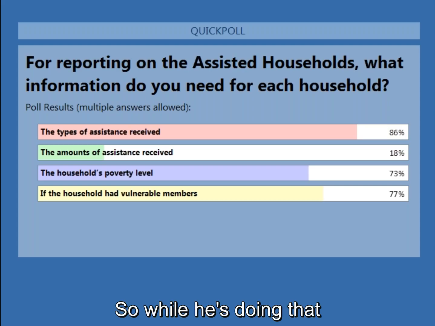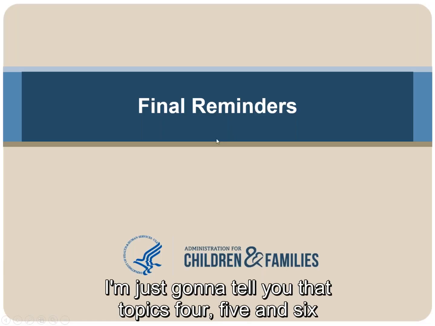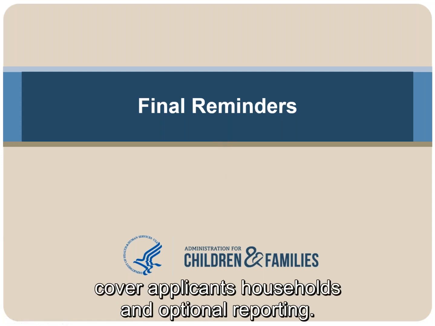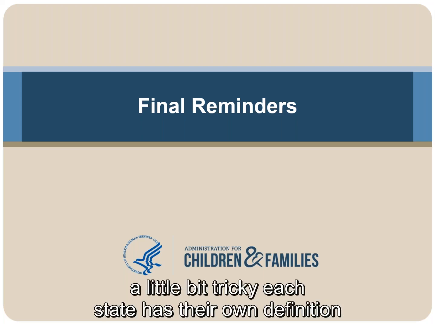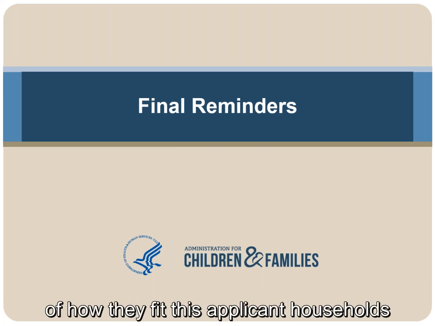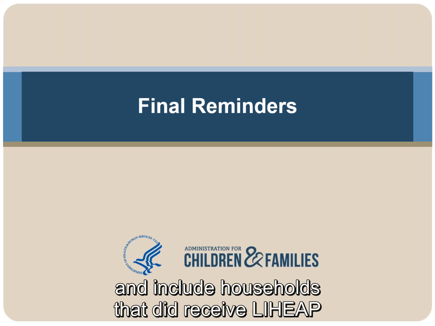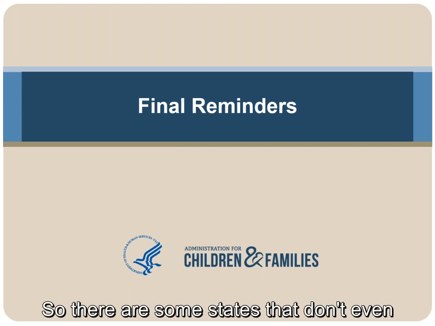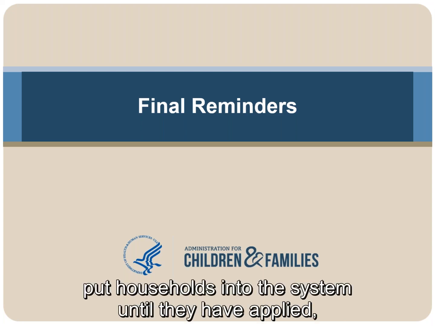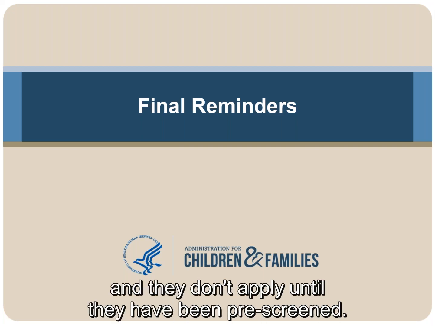So while he's doing that, I'm just going to tell you that topic 4 and 5 and 6 cover applicant households and optional reporting. I want to point out that the applicant households can be a little bit tricky. Each state has their own definition of how they fit this in. Now, applicant households include households that did receive LIHEAP and those that applied but didn't receive LIHEAP. So there are some states that don't even put households into the system until they've applied, and they don't apply until they've been pre-screened.